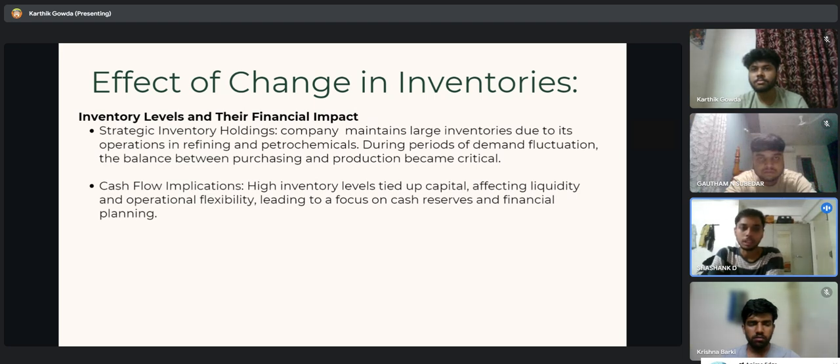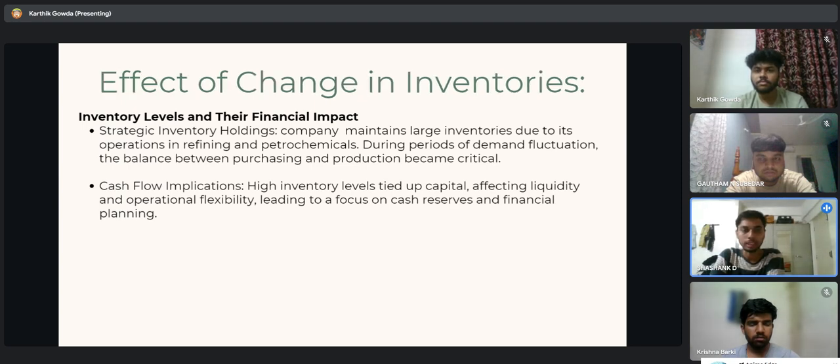Then comes the cash flow impacts. When we are having high inventories, we have to be tied up with the capital which will be provided through the company. So there will be more cash flow outward, but there will be less cash flow inward. So this will also affect the change in inventory. This will also affect the financial year of the company. And it will affect the operational flexibility, leading to the focus on cash reserves, which we will look at in the next stage.